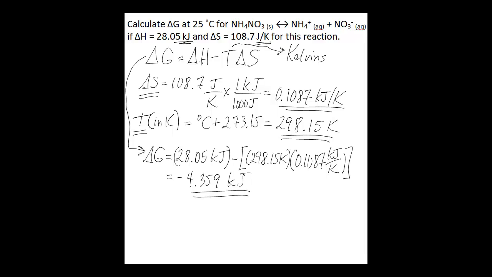And then in order to determine the spontaneity of your reaction, all you have to do is look at your delta G value. And when delta G is positive, the reaction is non-spontaneous. When delta G is negative, the reaction is spontaneous. So in this case, your delta G value is in fact negative, and that means that this reaction is spontaneous.